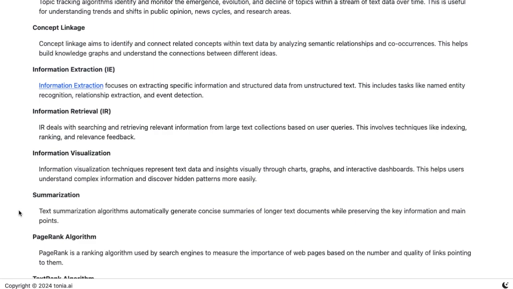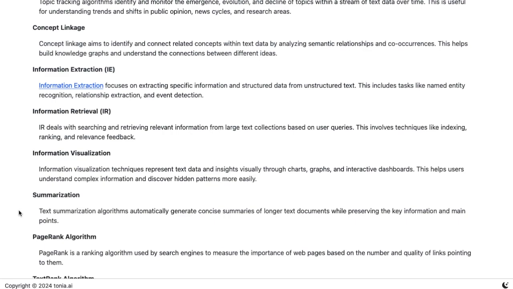Summarization is exactly what it sounds like. Text summarization algorithms automatically generate concise summaries of longer text documents while preserving the key information and the main points. Again, making it easier for humans to review a lot more documents at a higher level and get an abstract of what that document represents.